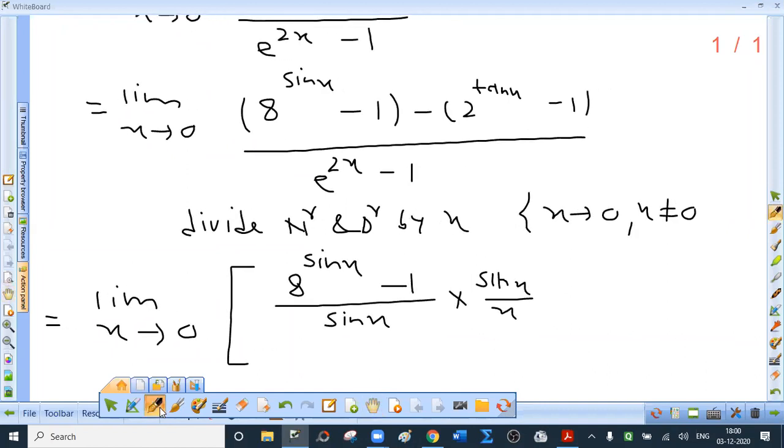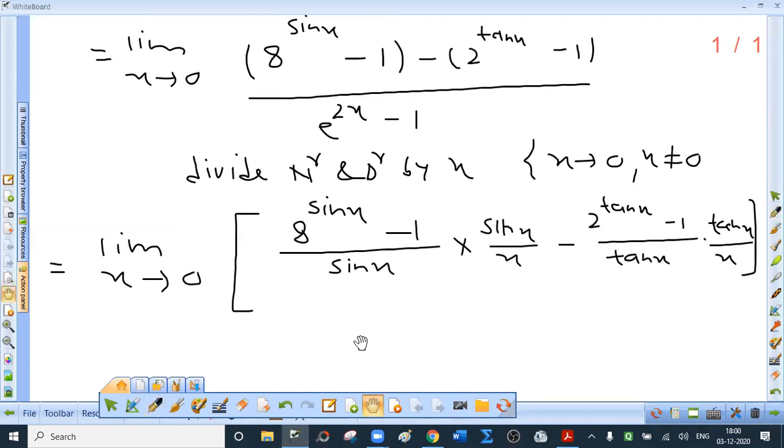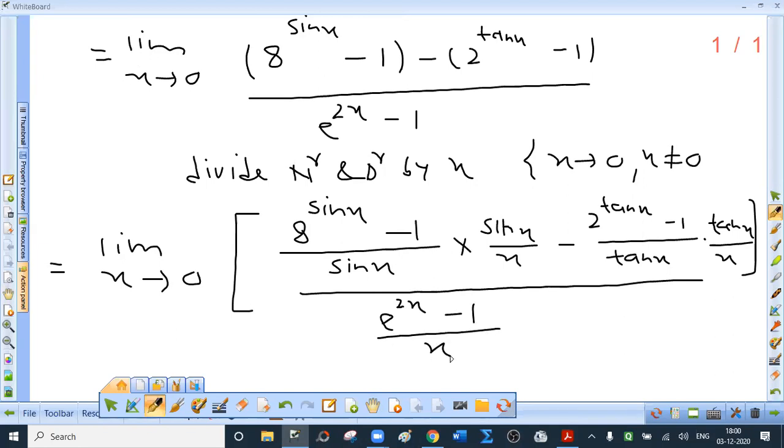Okay. Now the same adjustment for the second term also. Then minus (2 raised to tan x minus 1) upon tan x into tan x upon x. So I have written the same. That is very important. Okay. And divided by (e raised to 2x minus 1) upon x. Should I explain this again? Okay, I will do it. Divide by x. So 8 raised to sin x minus 1 upon x. But note that the index must be fully repeated in the denominator.